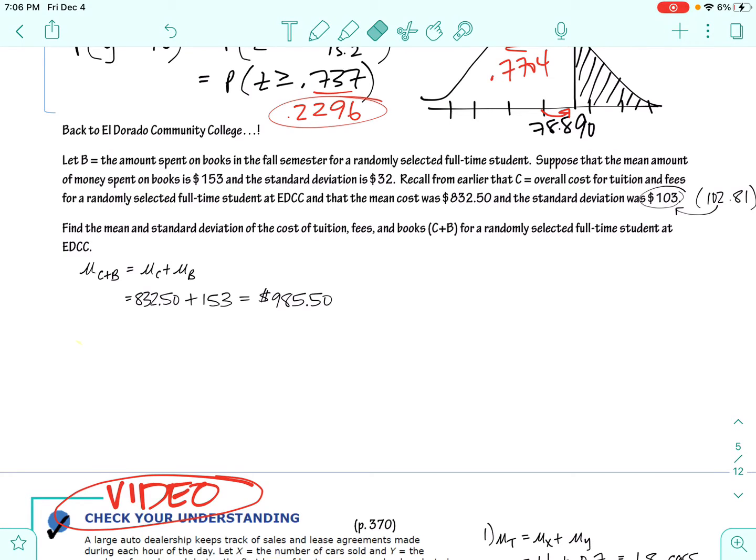So you should have written in your reading guide that we aren't actually allowed to add standard deviations. What we have to do is we come up with the sigma squared first by adding the two variances together. That means I'm going to have to take this number and square them and add them together.